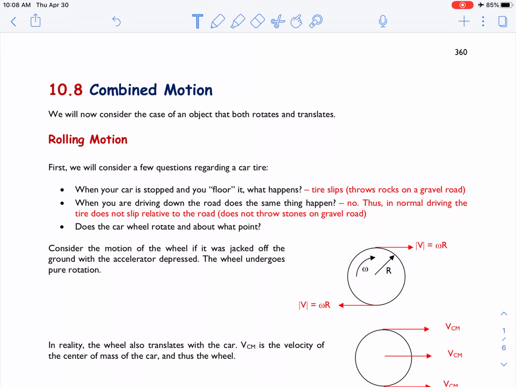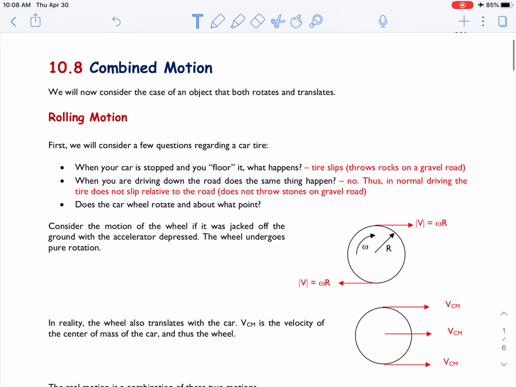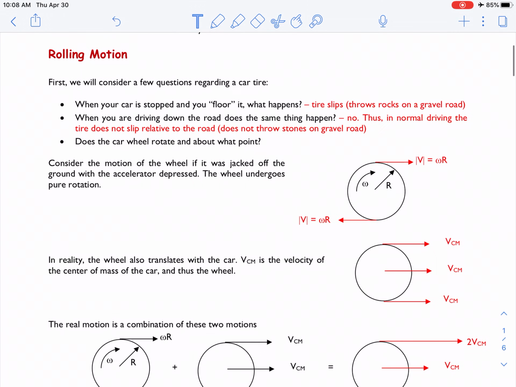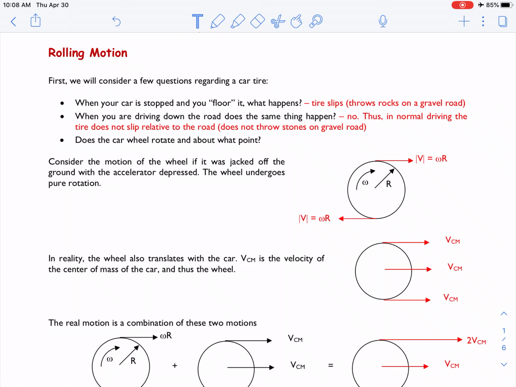And does the car wheel rotate, and about what point? We are going to investigate some of those things. Those are warm-up questions just to have you focus on the case. So first of all, we'll consider the motion of the wheel if it was jacked off the ground with the accelerator depressed and the wheel undergoes pure rotation. So here we have the rotation case, okay?